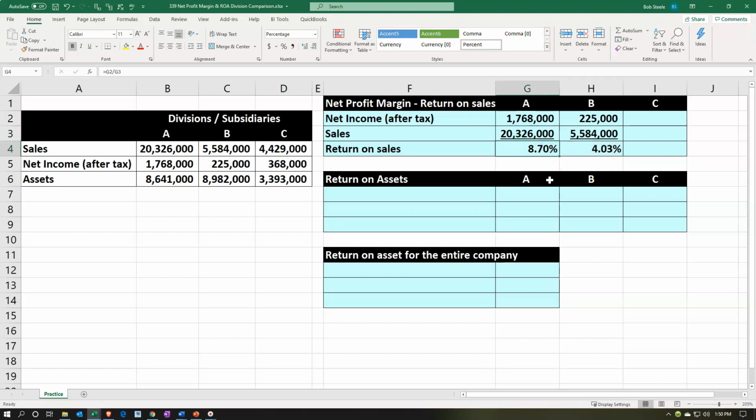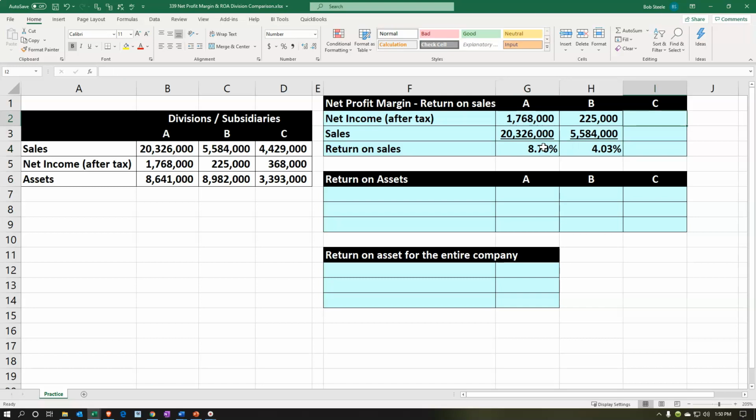All right, so now we're saying this ratio, we would like this ratio to generally be higher, because that means that for A, for every sale that's happening, they're walking away with 8.7 cents on every dollar of sales, 8 or 9 cents. Or if we have every 100 in sales, you're keeping $8.70. And for B, for every dollar sold, you got about 4 cents. Or for every $100, you've got $4.03. So in terms of the return on sales or the net profit margin, A is looking better there.